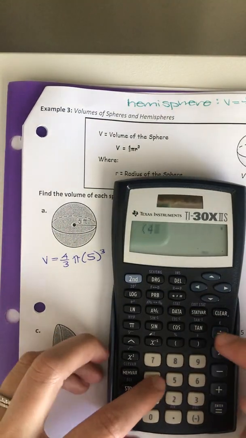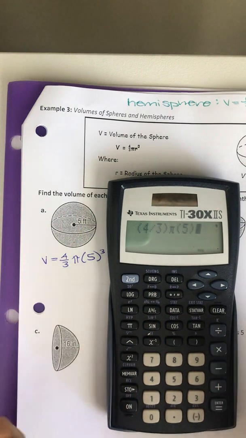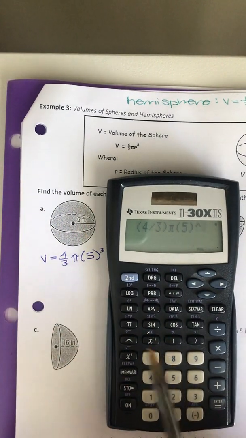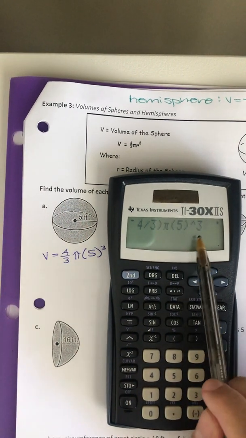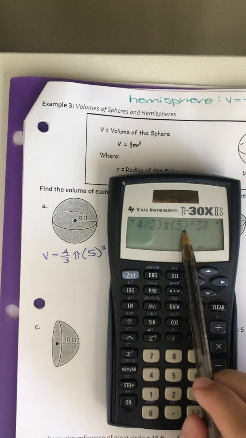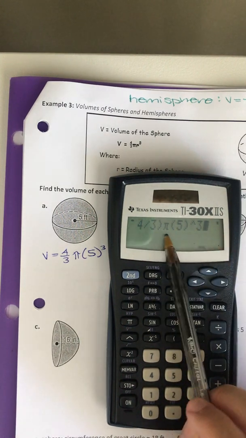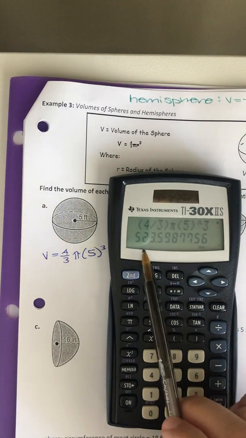If you don't know how to put a cube in your calculator, there's this little up arrow right here. And it's saying that it's 5 to the 3rd power. If you don't have a calculator that does that, you could just do 5 times 5 times 5. Get that number ahead of time and then do 4/3 pi and plug that number in.